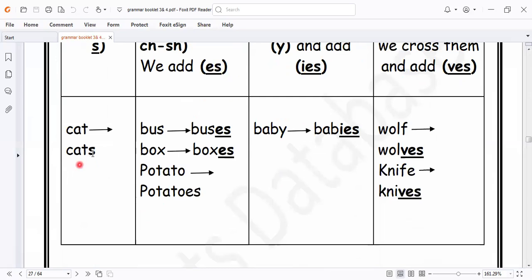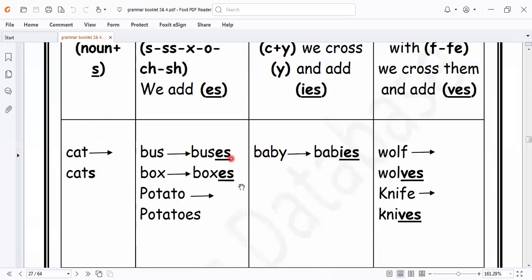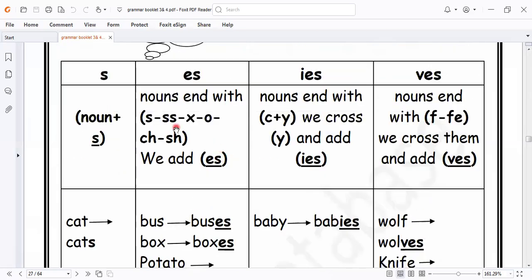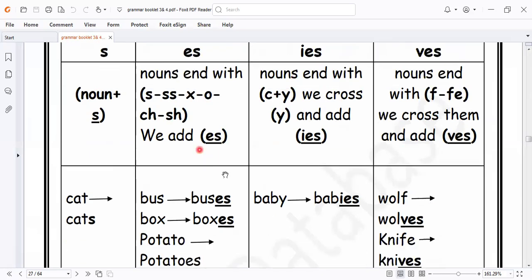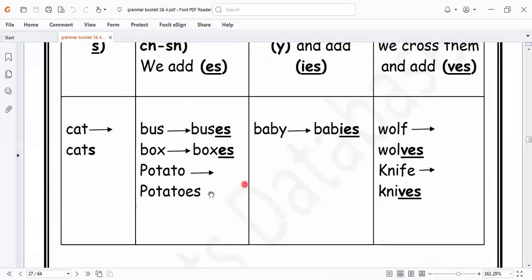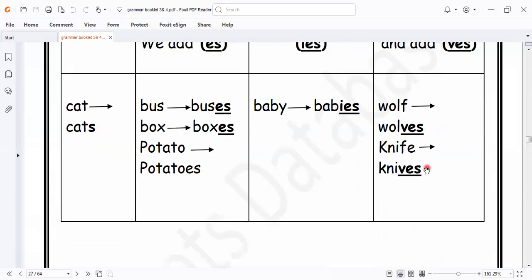Here we have cakes. Here we have buses, adding es to s. Here we have double s, x, o, ch, sh, adding es, like buses, boxes, potatoes. Here we have babies, we omit the y and add ies. We have here words ending in f, we omit f and add ves. We have knives and so on.